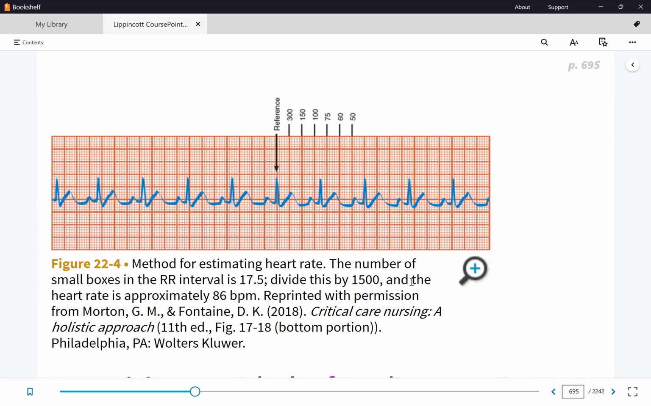Now, if it's irregular, you're going to have to use either the small box method or the big box method. You cannot use the PQRS method because from minute to minute, is it going to be the same? No, your estimate will always be different from one strip to the next. But it's okay because if it's an irregular rhythm, is the heartbeat bound to be the same minute to minute? It's not going to be the same anyway.